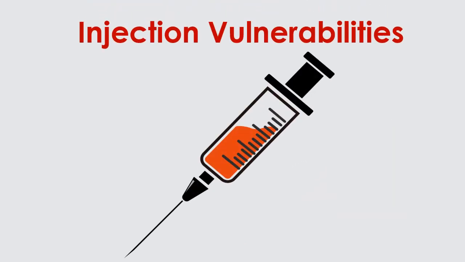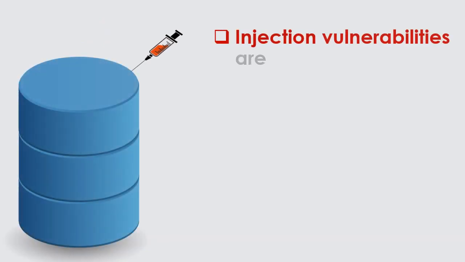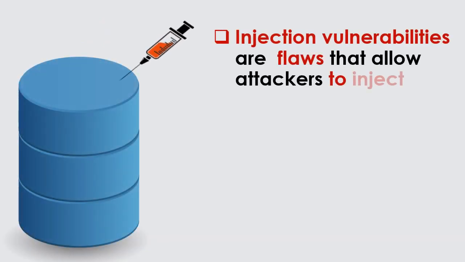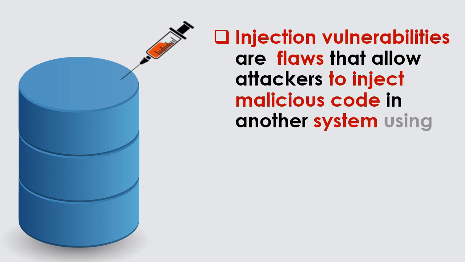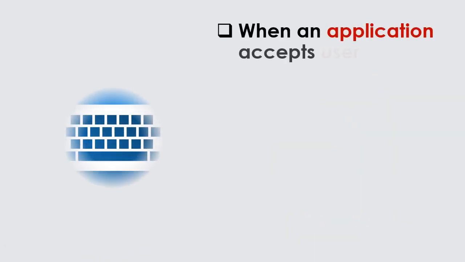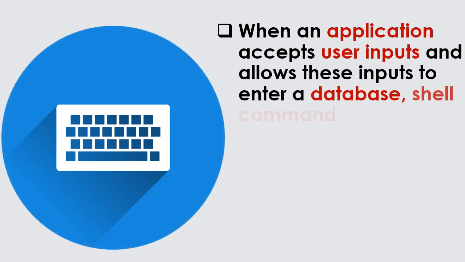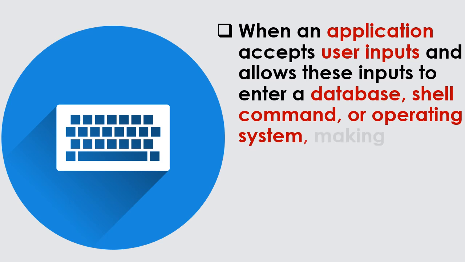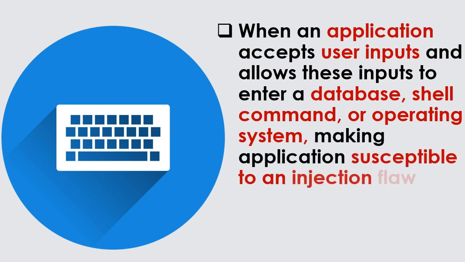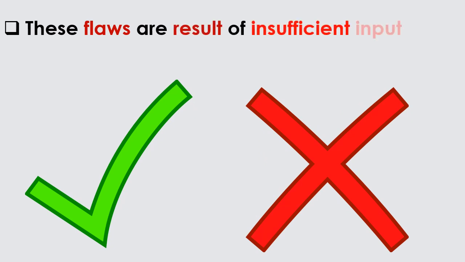Injection vulnerabilities. Injection vulnerabilities are flaws that allow attackers to inject malicious code into another system using an application. This happens when an application accepts user inputs and allows these inputs to enter a database, shell command, or operating system, making the application susceptible to an injection flaw. These flaws are a result of insufficient input validation.